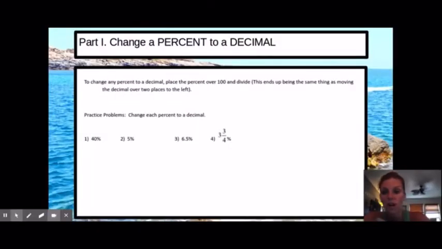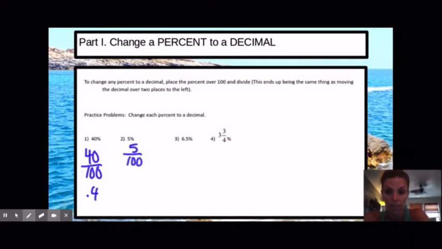Well, first off, we need to know how to change a percent to a decimal. A lot of you know how to just move the decimal point, and that's perfect. Otherwise, if you struggle, if they give you a percent to change to a decimal, just divide by 100. So if I want to change 40% to a decimal, I just do 40 divided by 100, and you get 0.4 or 0.40.